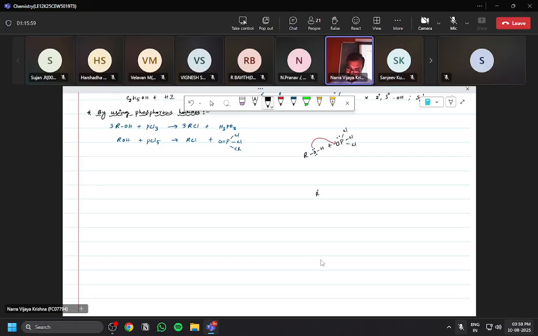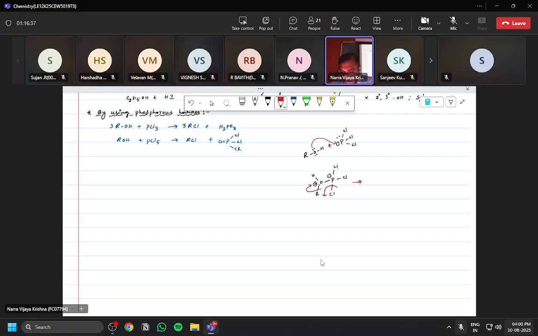R, O, H, positive charge, bond, phosphorus, bond chlorine, chlorine, chlorine. This is the thing generated, right? Now what I am doing is, already there is negative charge. I am making this bond to shift from here to here and making this bond to shift over oxygen.